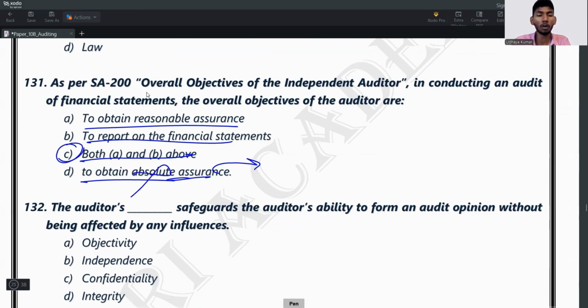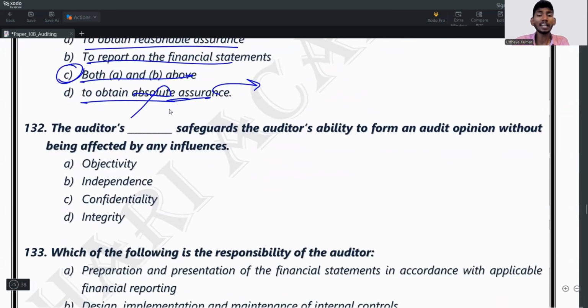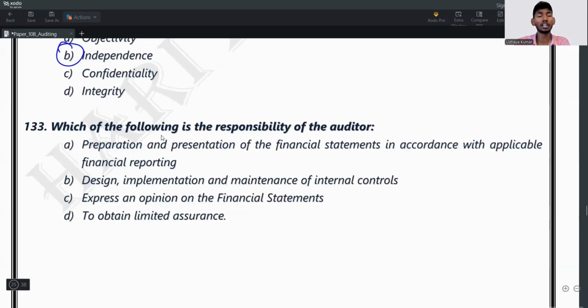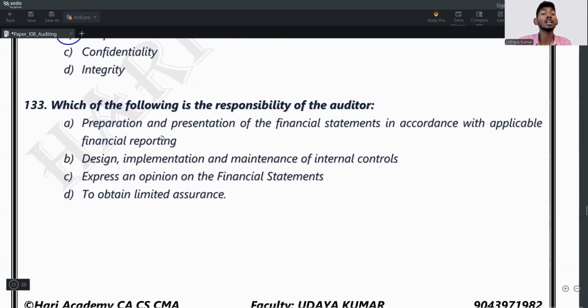Okay. So moving to question number 132. The auditor's dash safeguards the auditor's ability to form an audit opinion without being affected by any influence. Obviously, not being affected by any influence means you must be an independent auditor. Okay. So for 132, the answer is independence. So moving to question number 133.